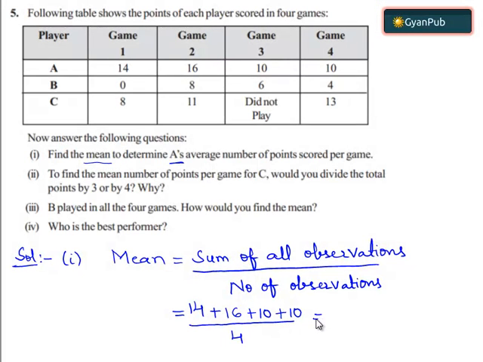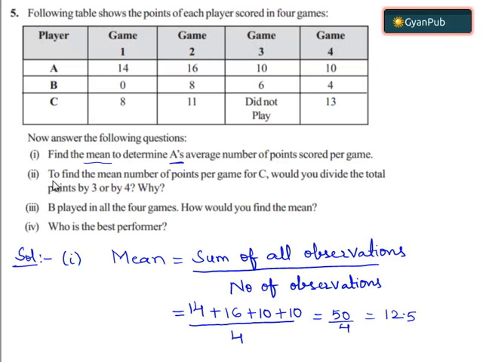When we solve this, we get 50 by 4, which is equal to 12.5. Therefore, the mean score of player A is 12.5. In the second part, to find the mean number of points per game for C, would you divide the total points by 3 or 4? Why? Here they have asked us to find the mean of player C.